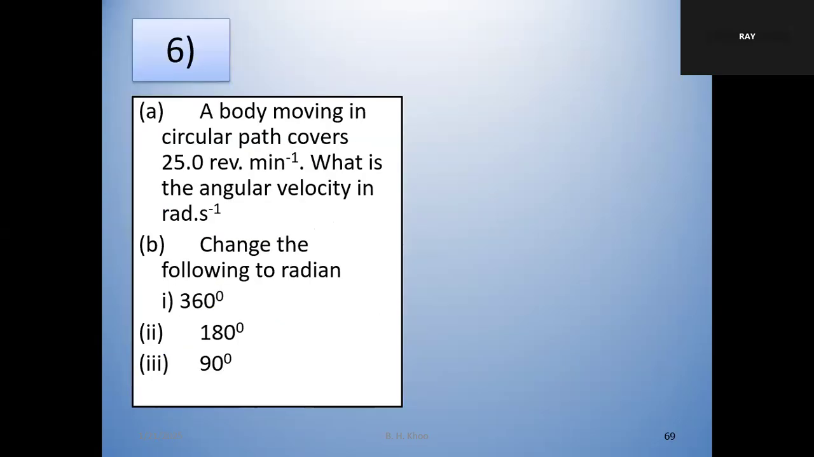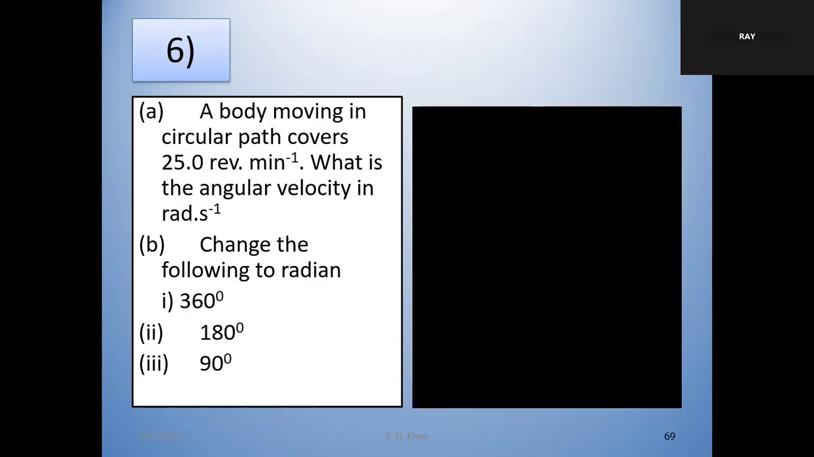Okay, try this question. A body moving in a circular path covers 25 revolutions per minute. What is the angular velocity in radian per second? Change the revolution to radian. Isn't that the frequency? Yes, it's frequency.